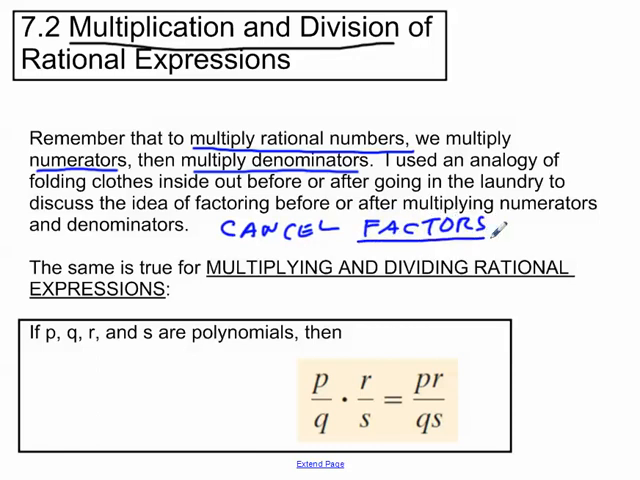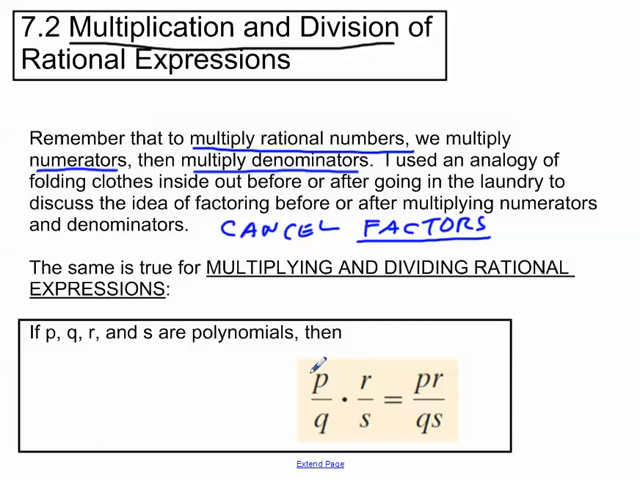And remember that factors are things that multiply together. So we're going to factor things out later on. We're going to factor numerators, factor denominators, and then look to cancel factors. So let's take a look at a definition of what we've got for polynomials.